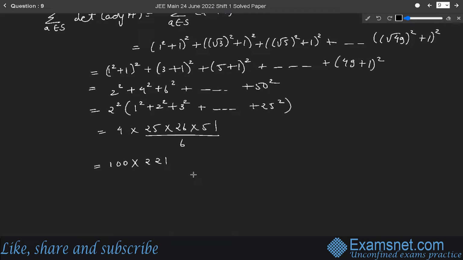It is given that the determinant of adjoint of A is equal to 100 lambda. So 100 lambda will be equal to 100 into 221. So lambda will be equal to 221.